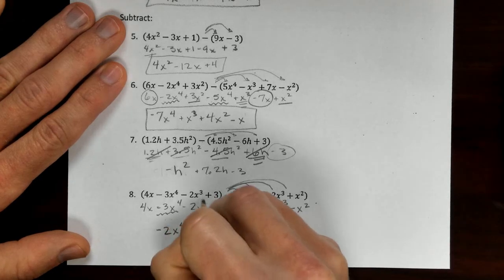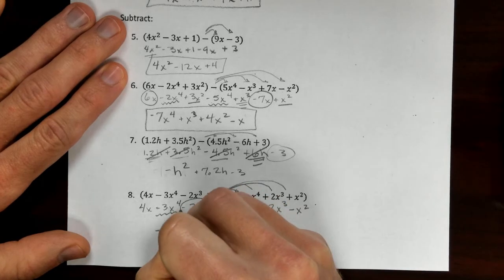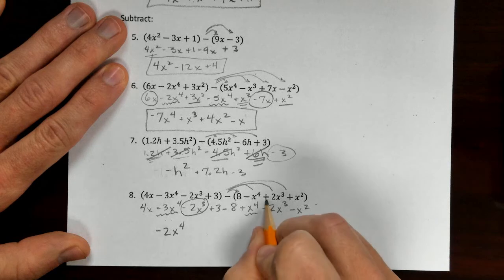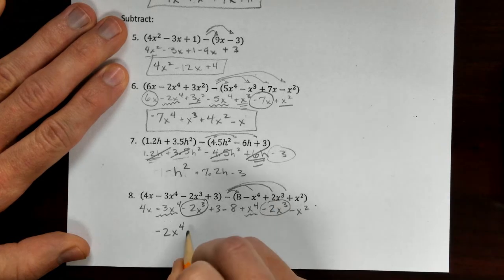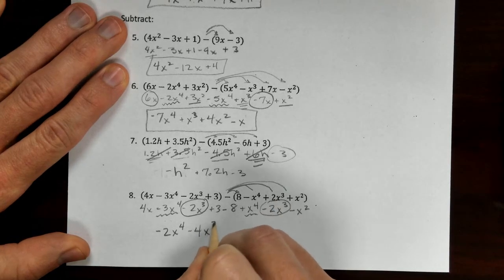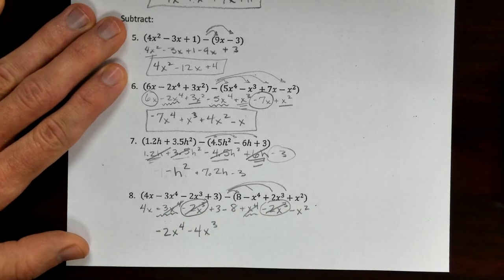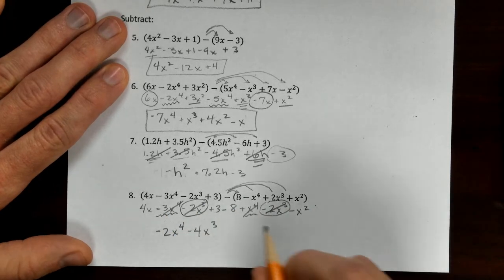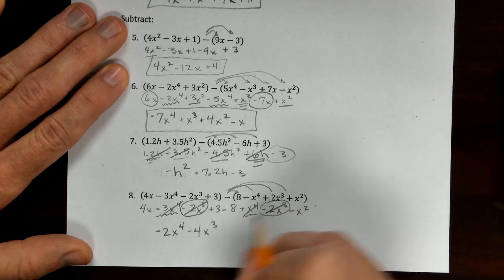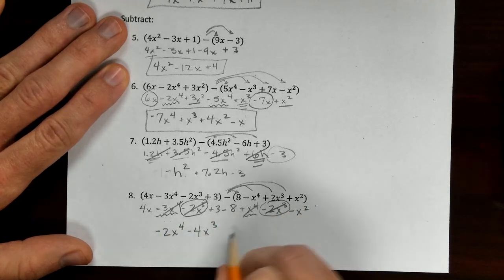Go down 1. I'm looking at x to the third, which is this one right here. Negative 2x to the third. Negative 2x to the third. Negative 4x to the third. Let's go ahead and cross those out because we combine them. Next thing I'm going to is x squared. So I'm looking here at negative x squared. I don't see any more.